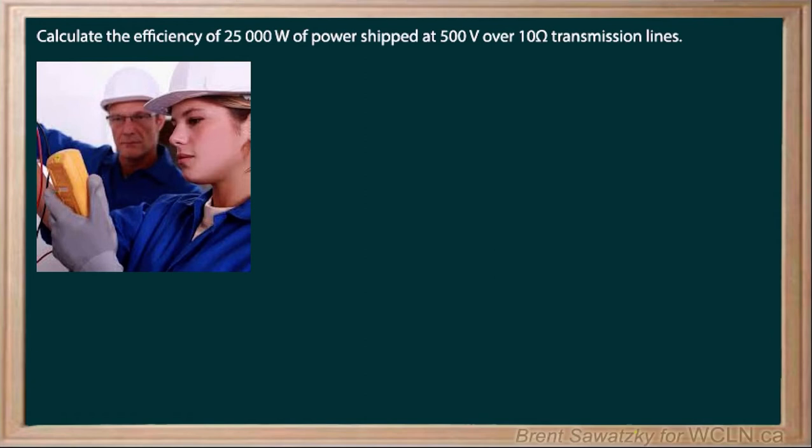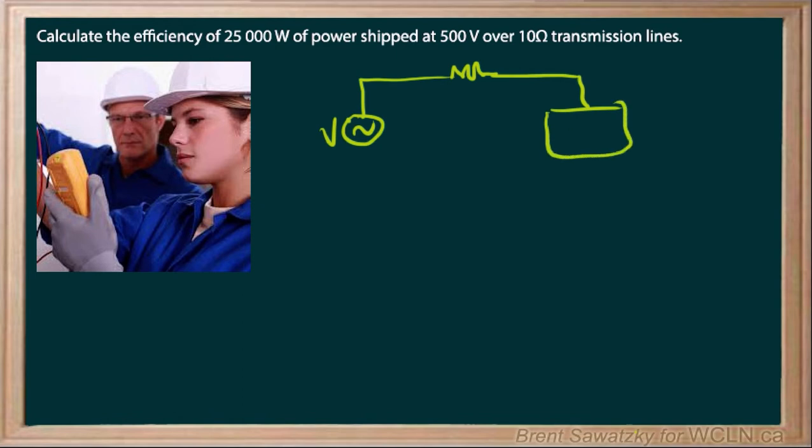Okay, so we're dealing with efficiency here. We have a voltage source, and we could draw it like that or like a battery, whichever you wish. And then we have some transmission lines, and that's bringing us to our load. In this case, we could say load is just generally our city that we're serving, and back to ground or neutral, whichever way we look at it.